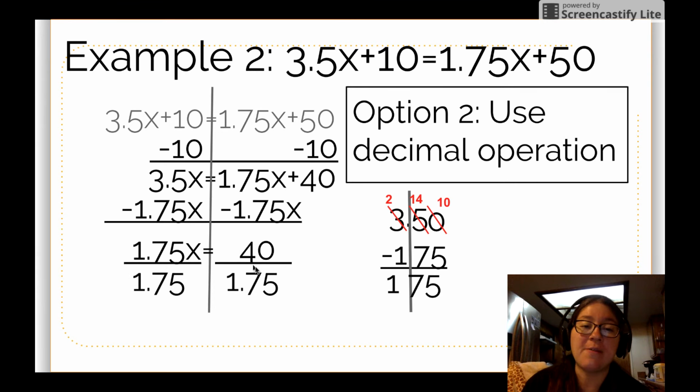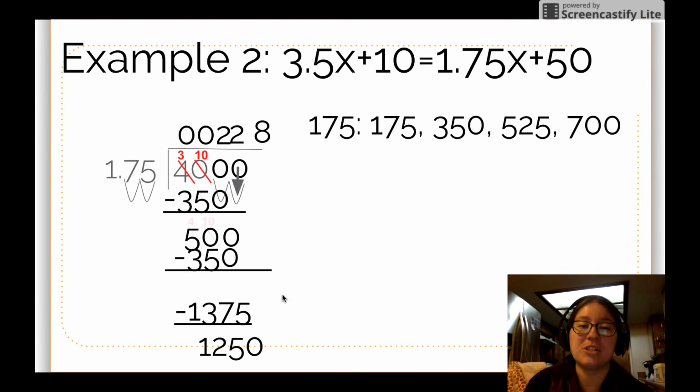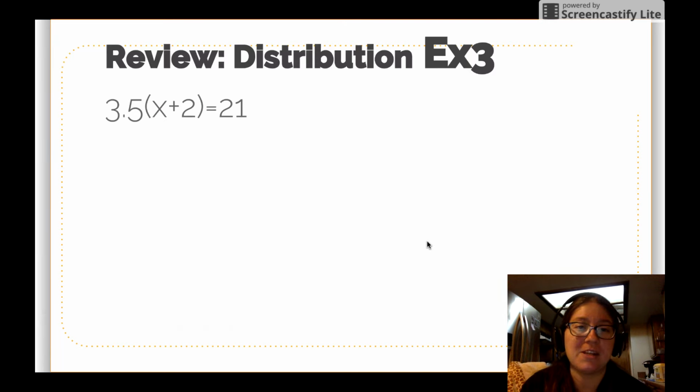I'm going to divide 40 by 1.75. You're welcome to use a calculator. I did some division work, and again, I did make a mistake that I didn't catch. Well, actually, I did catch it this time. It's 1,400. Okay, but I didn't finish it.